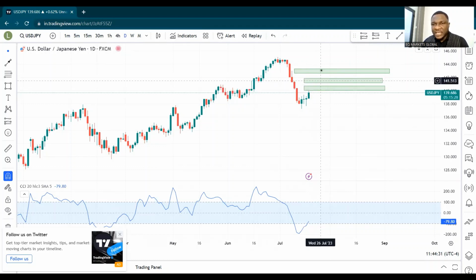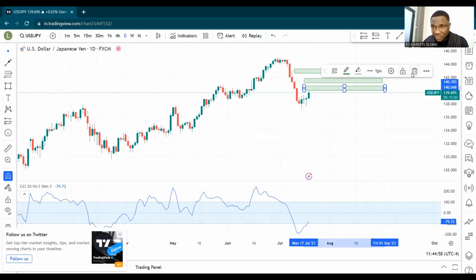Whether or not I see price coming to this zone or this zone, I will not jump into the market for a sell. I would simply wait for a confirmation, which is a bearish momentum beginning to display. Except I see that bearish momentum begin to display, I am not going to enter this market for a sell. So let's assume that price will break this zone. I'm just assuming.